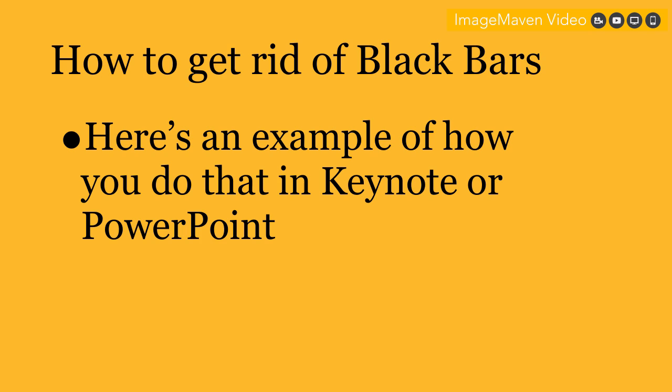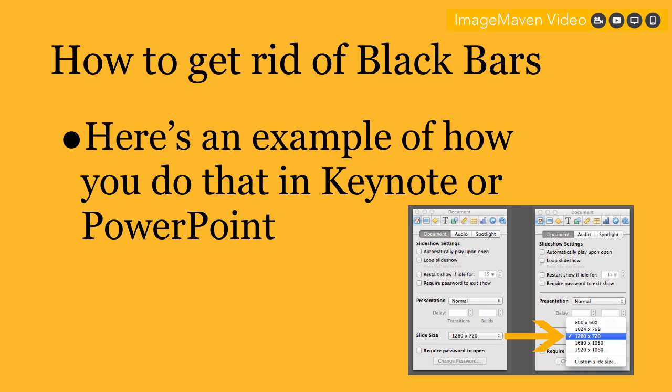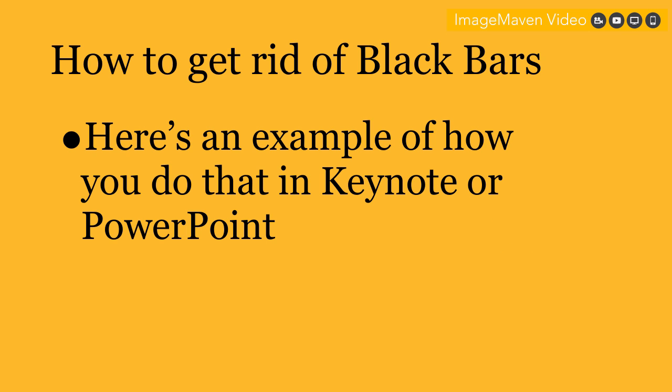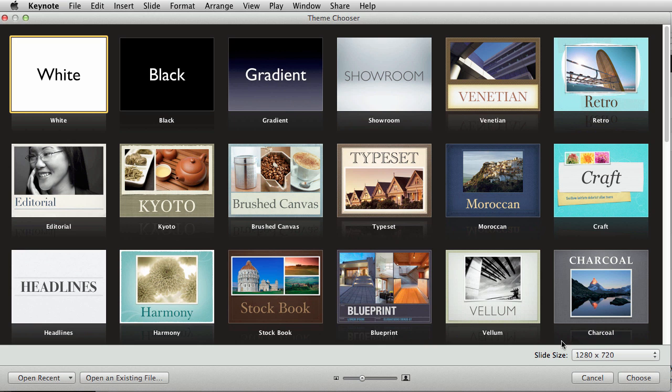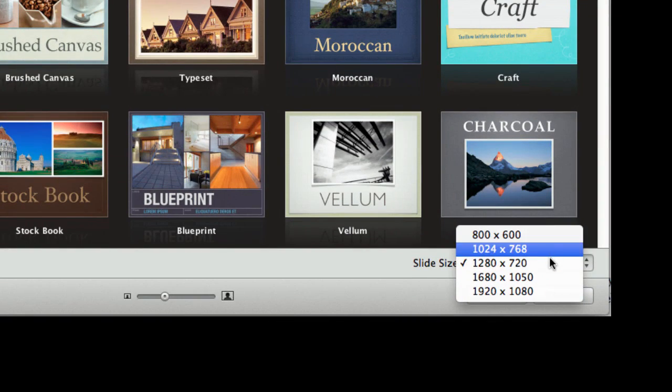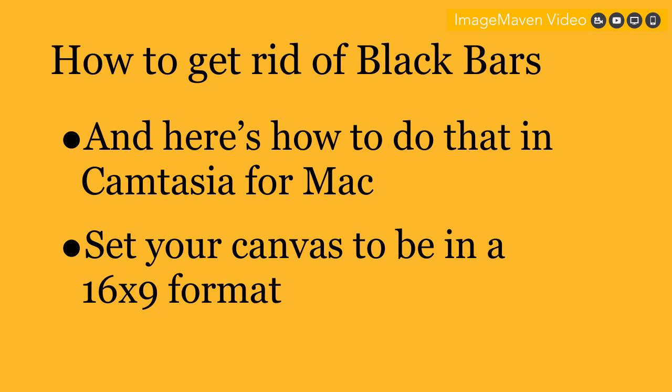Now here's an example of how you do that in Keynote or PowerPoint or Prezi or any kind of open office software where you can choose your slide size. So when I start a new presentation, you can see that you have slide size down here in the bottom right corner. So you can see that I have two sizes here that are 16:9 proportion. One is 1280 by 720 and one is 1920 by 1080.